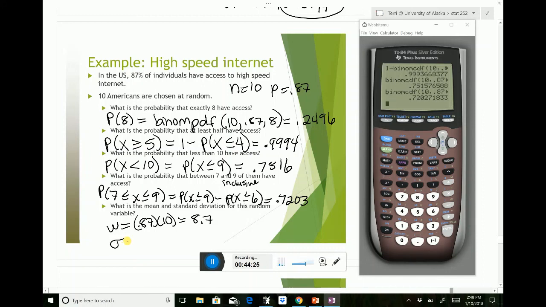And sigma is the square root of 0.87 times 10 times 0.13. Let's see what that is. 0.87 times 10 times 0.13. And what do we get? 1.0603. And there you go. So that's your standard deviation.